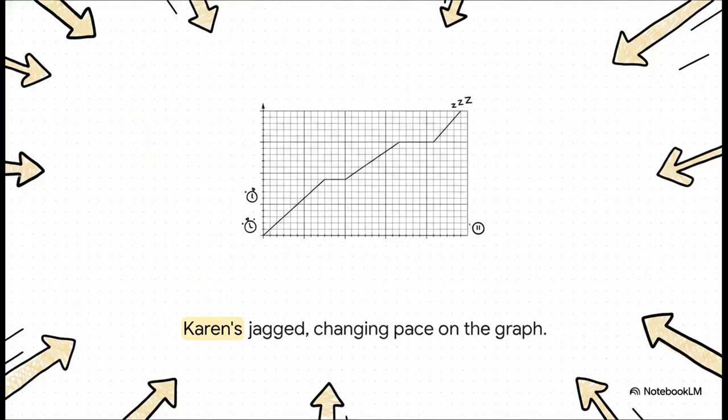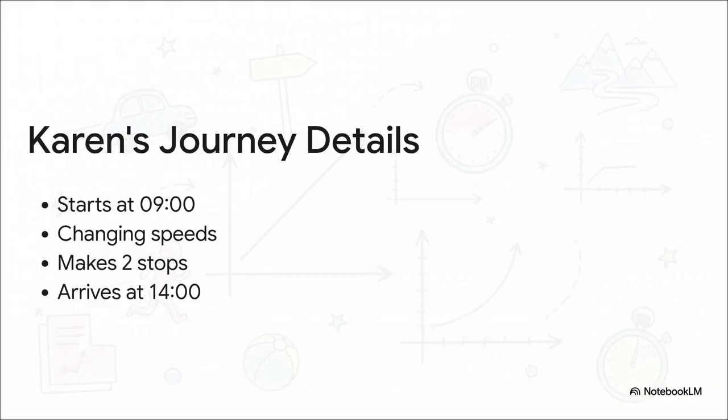Just take a look at the overall shape of Karen's route mapped out for us. It is definitely not a straight, simple path, is it? It's kind of a jagged line, with changing slopes and these noticeable flat sections. This immediately tells us, even before we touch a calculator, that Karen's journey is highly dynamic. Her pace is all over the place, and she's clearly making some pit stops along the way. Let's actually break down her trip by reading those axes.